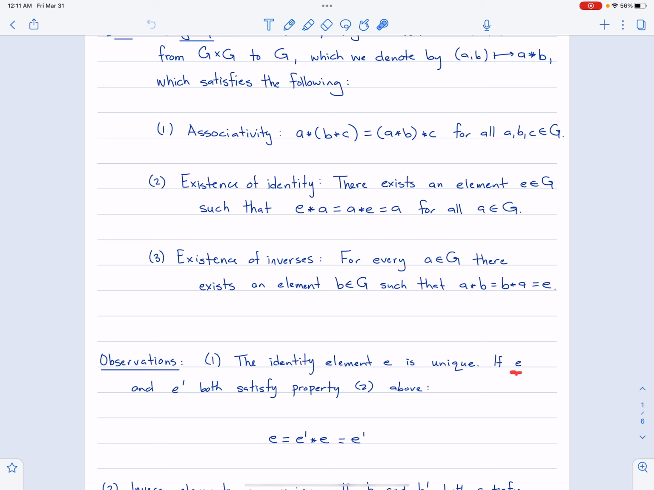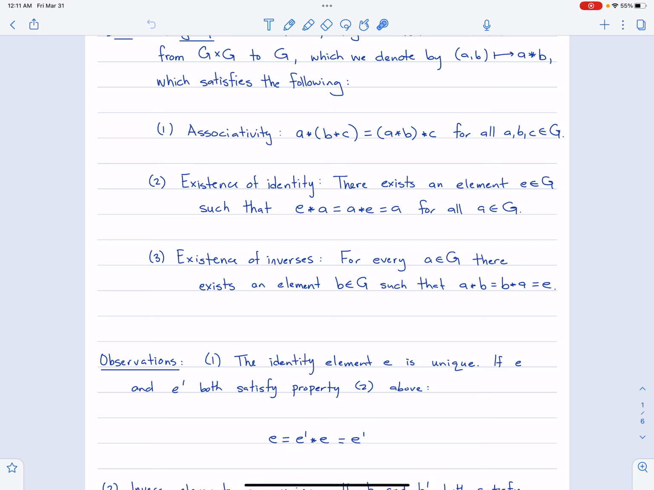Indeed, if you had two potentially different identity elements, well, by virtue of them being identity elements, you know that E prime times E is just equal to E. If E prime is an identity element, then it shouldn't change this product. It should just give me E back. On the other hand, if E is an identity element, then when I multiply it by E prime, I should just get E prime back.